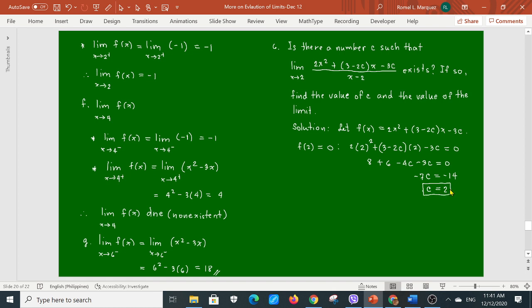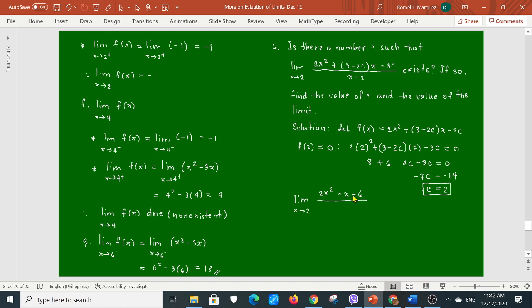Okay, so there is a number now. And what is the limit, no? Let's see what the limit is. So we now have the limit. Still there, guys? Yes, sir. 2 times x squared is still 2 times x squared. And 3 minus 2 times c, so this is 3 minus 4. What is 3 minus 4? That is negative, so negative x. 3 times 2, 6, so minus 6. So the numerator is this.